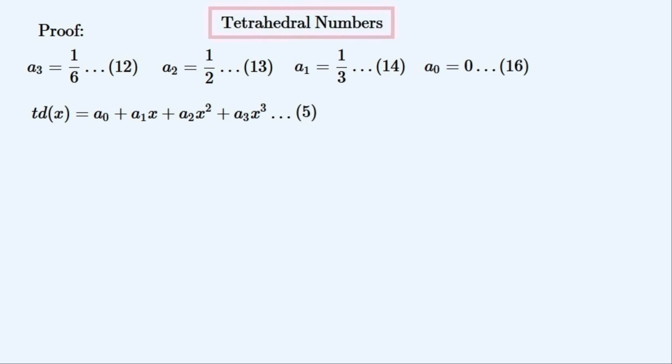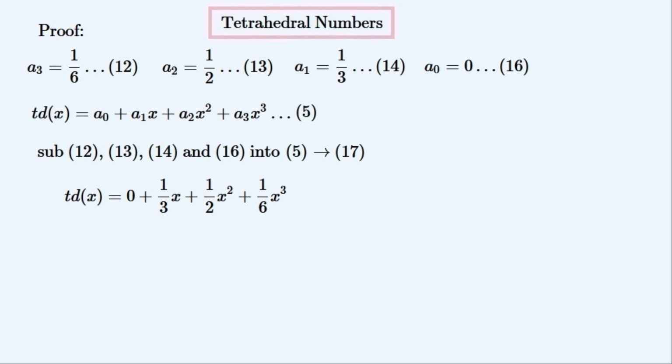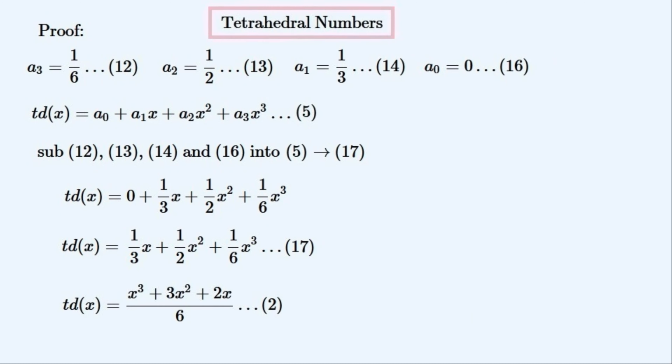Now we have all of the coefficients. We can substitute all of these coefficients into the polynomial. We can eliminate the 0, and we'll have this equation for the xth tetrahedral number. So we've derived this equation, and thus proven that it is true.